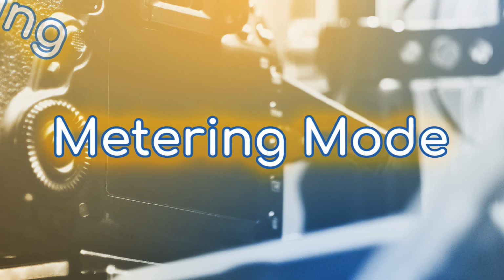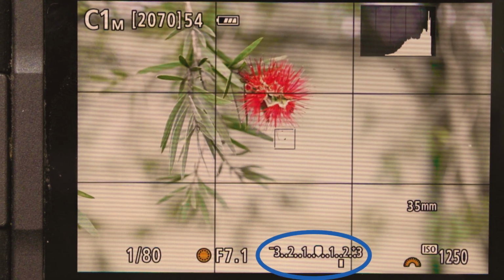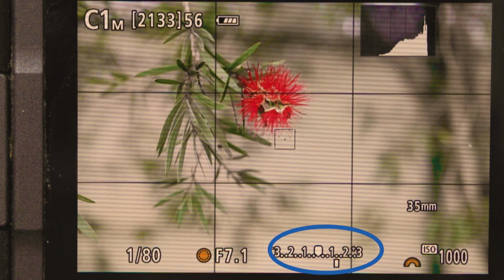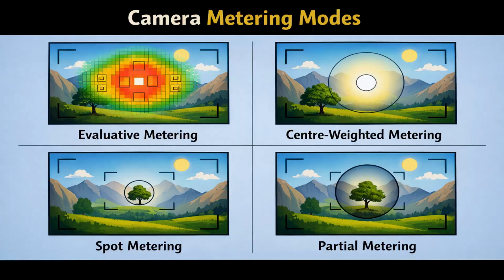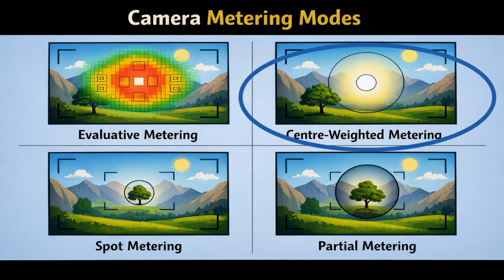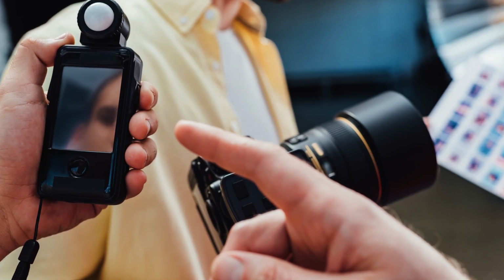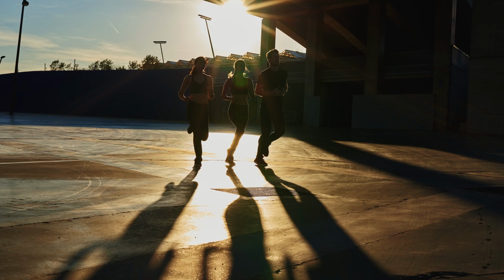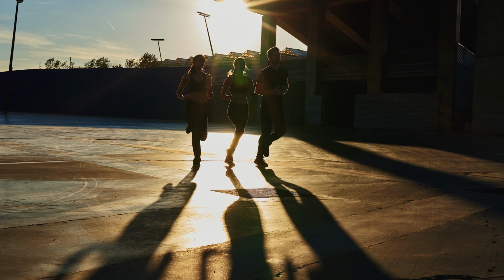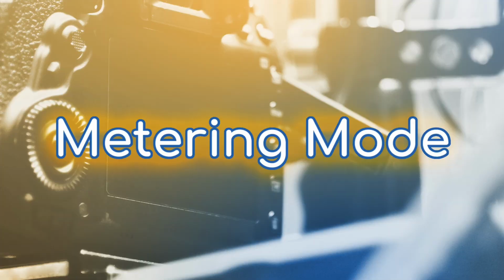Metering mode. Metering mode determines how your camera measures light in a scene before taking a photo. It analyzes brightness and calculates the exposure needed to avoid images that are too dark or too bright. Different modes focus on different areas, such as the entire frame, the center, or a specific point. This system comes from light meters used long before digital cameras, helping photographers judge exposure accurately. It matters because it influences how your camera reacts to tricky lighting, like backlit subjects or high-contrast scenes.